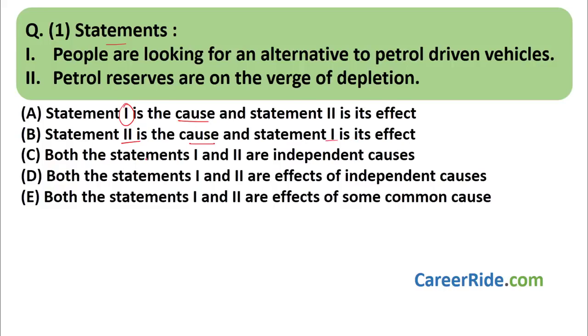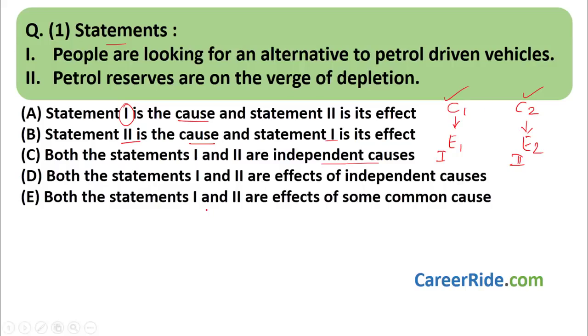Third one, both statements are independent causes. That means none of them is an effect. Both of them are causes and both of them are independent causes. They are not related to each other. Fourth option is both the statements 1 and 2 are effects of independent causes. That means there are two causes, C1, C2, and both of them have independent effects, effect 1 and effect 2. These two statements are both effects and each of them is the effect of some separate cause. They are not at all related.